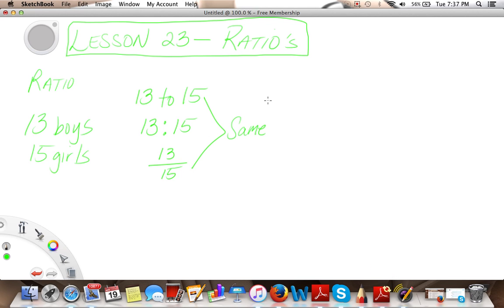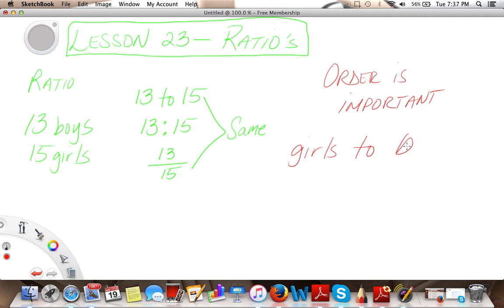Now, one of the things that we must always remember when we're writing ratios is order is definitely important. Okay? So order is important. So if I ask you what is the ratio of boys to girls, then it's these three ways right here. But if I ask you what is the ratio of girls to boys, then the ratio of girls to boys would be 15 to 13 in any of the three forms. Okay, so remember, order is very, very important.